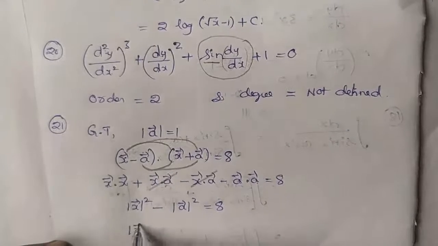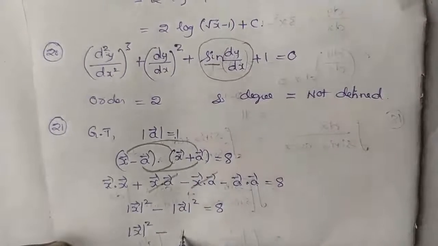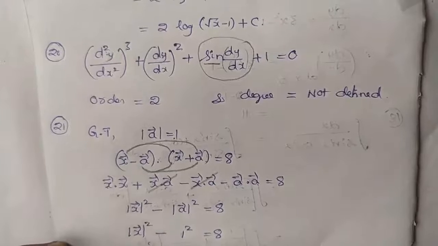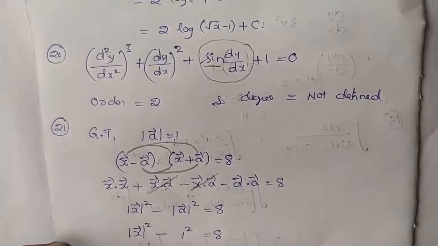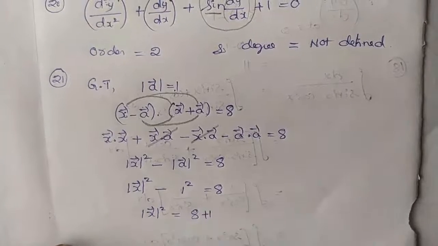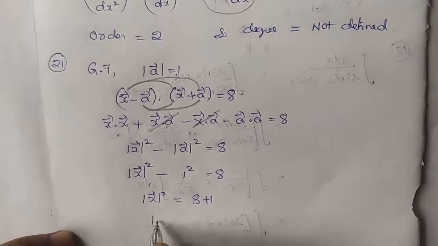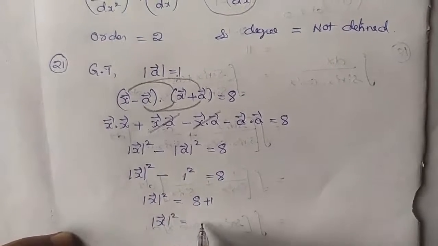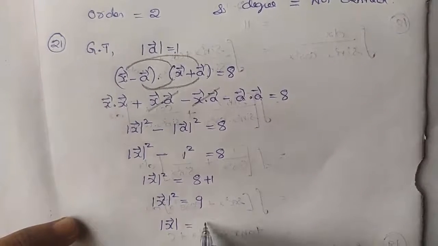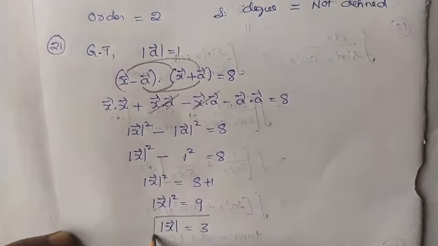Next, magnitude of x vector whole square minus magnitude of a square; what is magnitude of a? 1. So minus 1 square equals to 8, and minus 1 square is minus 1. If we send this minus 1 to the right, it will be plus 1. So magnitude of x vector square equals to 8 plus 1, which is 9. Therefore, the magnitude of x is 3.